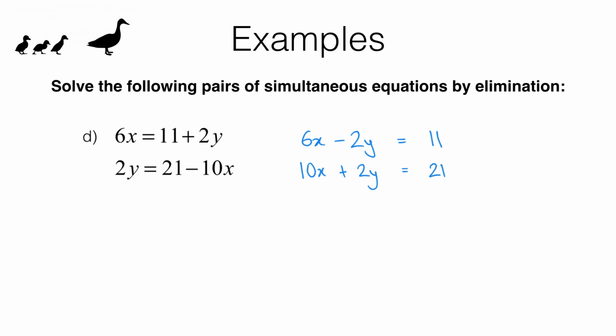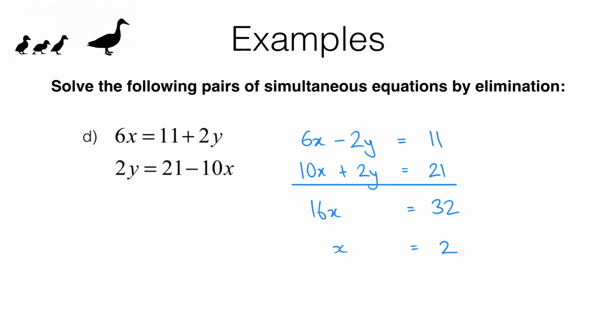Here's what you should have found. In this case, we don't need to multiply one of these equations through by negative 1. These are ready to add together straight away because we have a 0 pair here. If we add these together, the y terms will eliminate. I've got negative 2y there and positive 2y there. So when I add, these will eliminate. So adding the left-hand sides, I get 16x, and adding the right-hand sides, I get 32. Dividing the left side and the right side by 16, I get x equals 2.